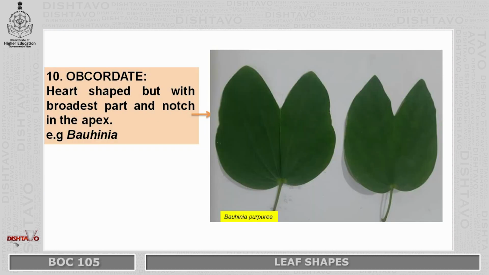Now when we go to the details in the diagrammatic representation of these three, you can see very nice meticulous arrangement of these leaves which are heart shaped. They look heart shaped but they have a notch in the apex. So they are heart shaped but broadest part and notch is there in the apex. Example, Bauhinia. Bauhinia purpurea is one species which I can record in this.